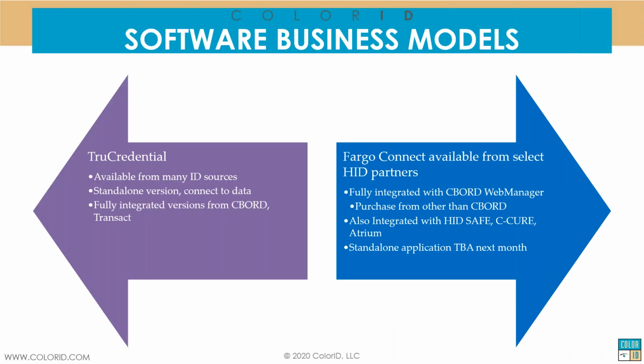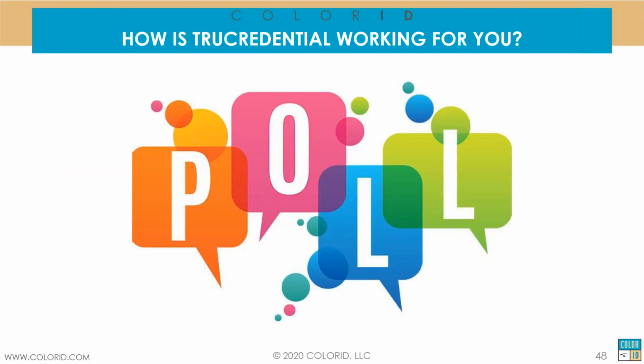And then the business model. True Credential you can buy from anybody that sells ID software. If you're buying the fully integrated version, you'll buy it from the integrator because they did the work. Fargo Connect, however, even when it's integrated, is still available from HID partners. So a little different business model there. That's important, and you'll find that out if you're looking at Fargo Connect. You'll learn quickly how that works.